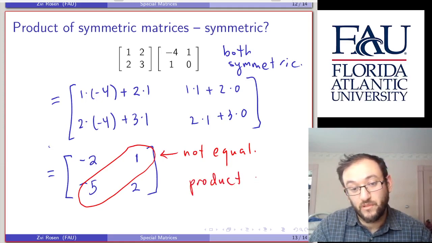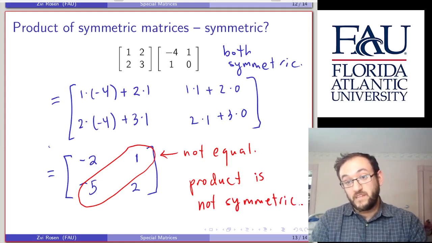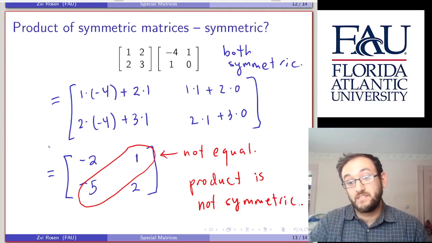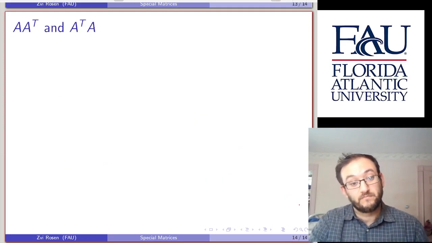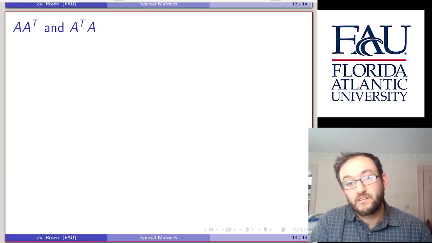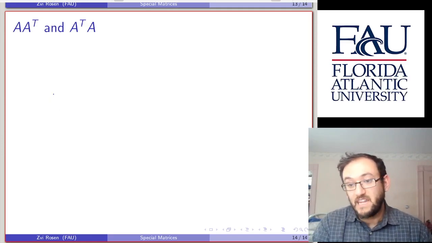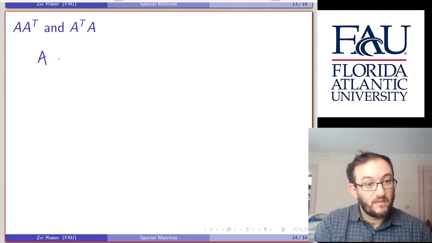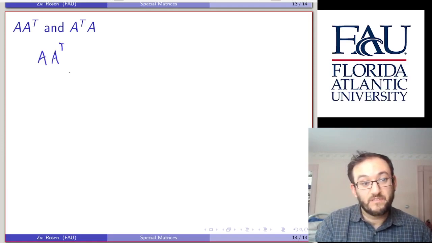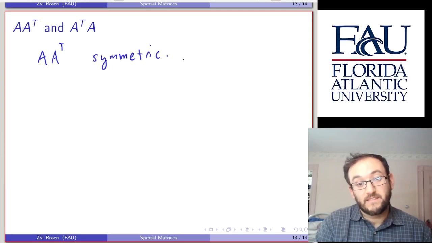So this is an example of a matrix operation which you can plug symmetric matrices into, but you'll get out matrices that are not symmetric. Okay. On the other hand, there are some products that will be symmetric. So if you take any matrix A and you multiply it by A transpose, this will be symmetric. And similarly, A transpose times A.